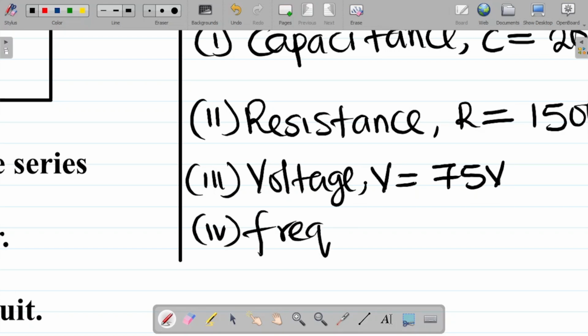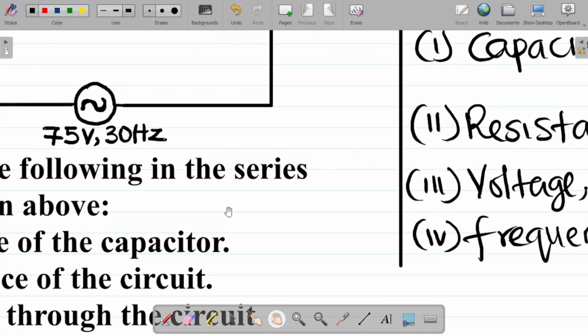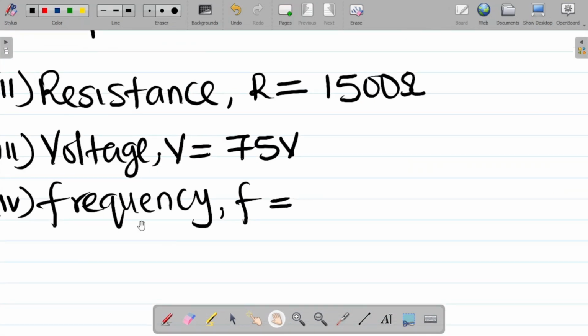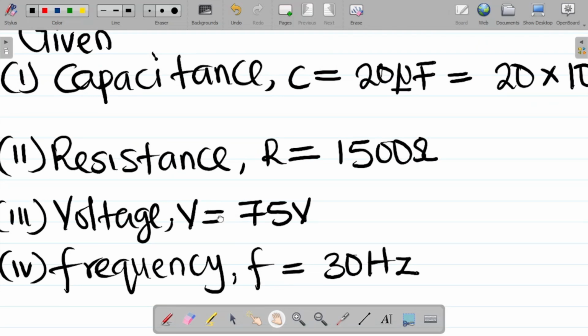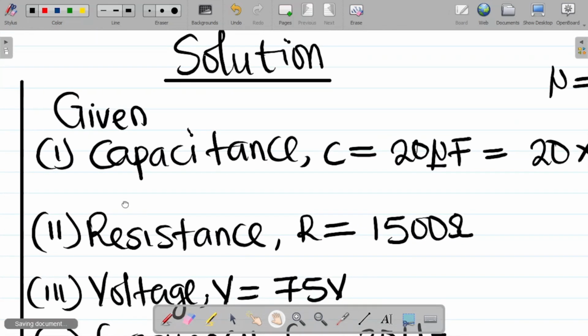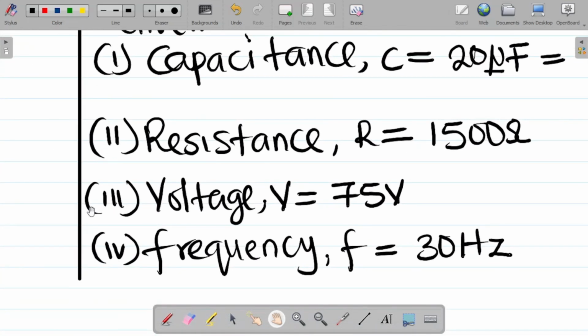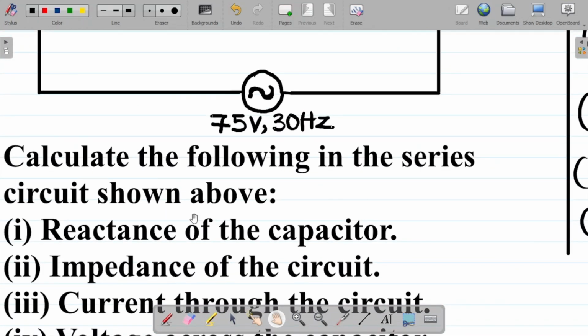IV, you're given the frequency. That's F. The value of the frequency from here, as you can see, is 30 hertz. So F is equal to 30 hertz. That's the frequency. All right, so with this now, we've picked out the parameters given in the question. Let's now go straight to solving the questions.